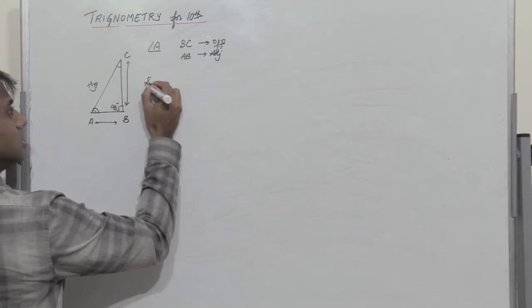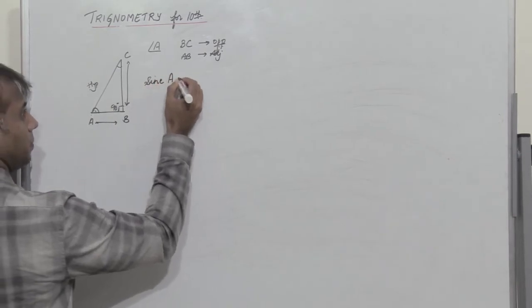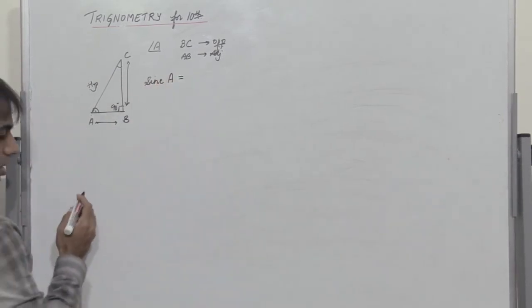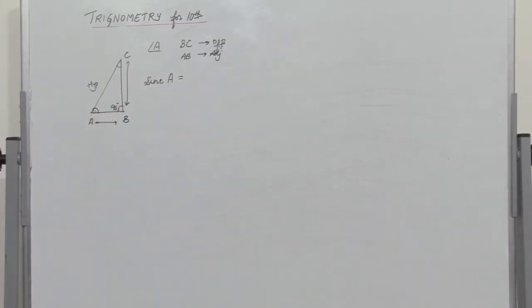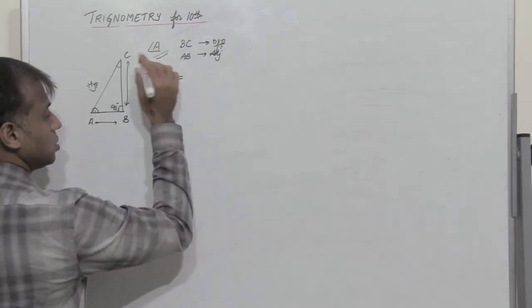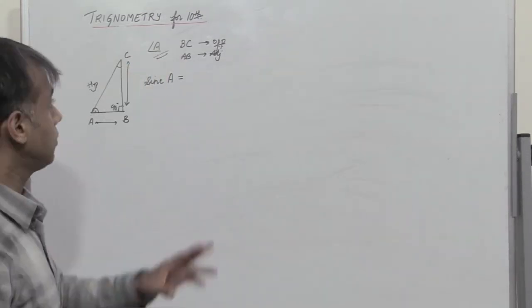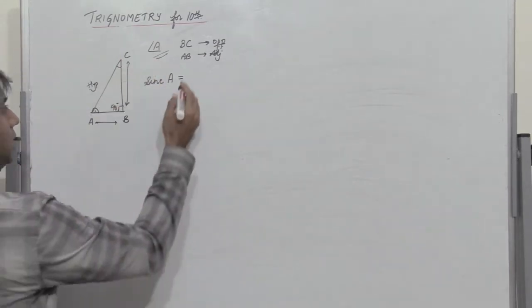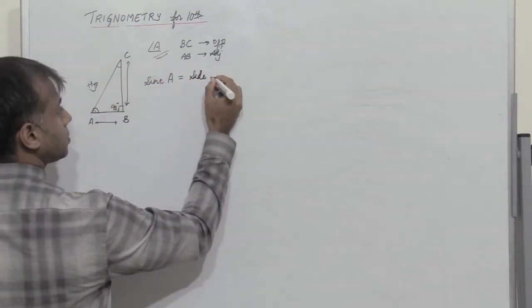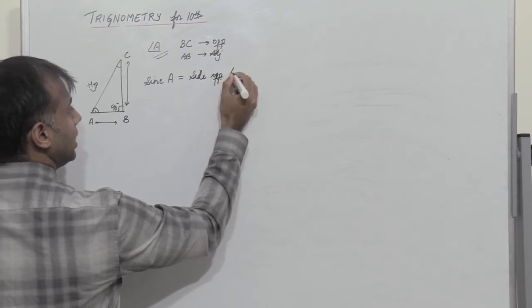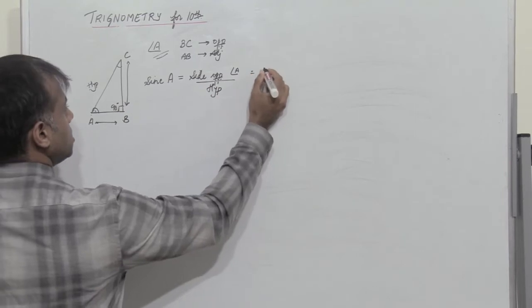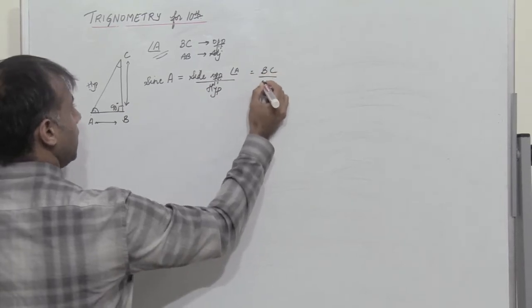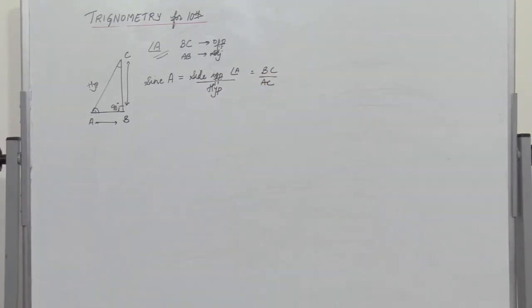So we define sine of angle A. What is sine of angle A? Sine of angle A is nothing but the side opposite to angle A divided by the hypotenuse. Remember, we are always talking with respect to angle A. So which is BC divided by AC. So this is sine A.